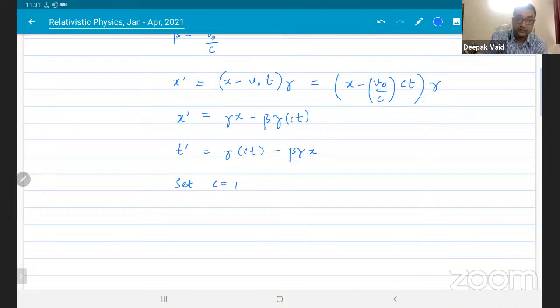Okay, and we can always do that. And please mute yourself unless you want to ask a question. You can always set c is equal to 1. So if you do this, then we just get the following set of equations: x prime is equal to gamma x minus beta gamma t, and t prime is equal to minus beta gamma x plus gamma t.